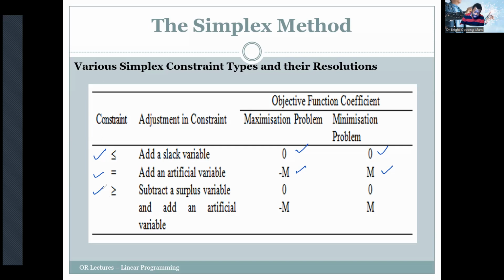Then if the constraint is a greater than or equal to inequality, you subtract a surplus variable and add an artificial variable. But for the artificial variable, you use negative m in the objective function if it's a maximization problem, and use positive m if it's a minimization problem.